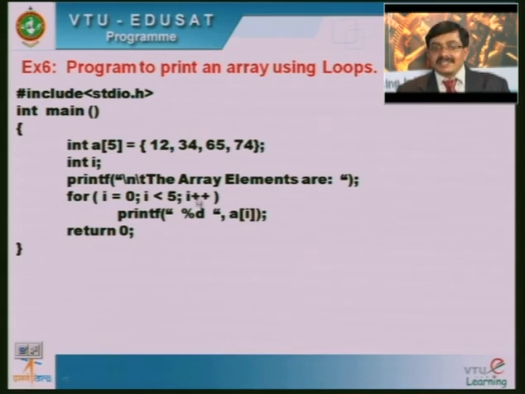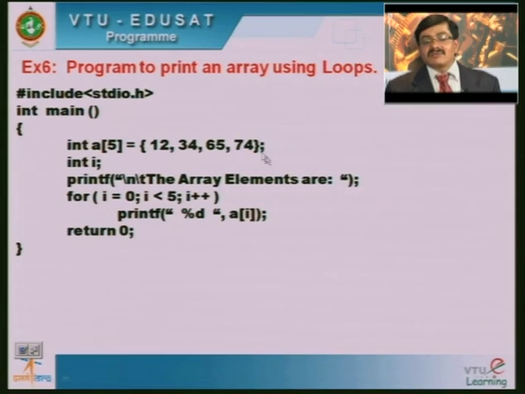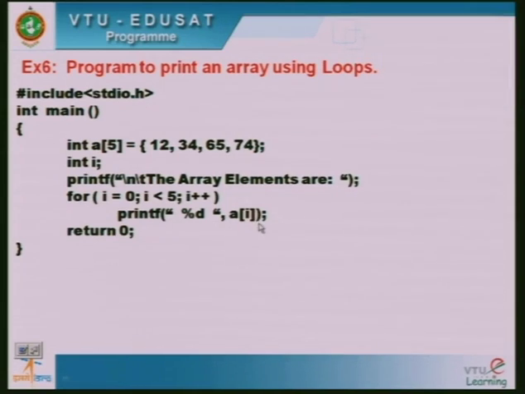Immediately i is incremented, again it will check 1 less than 5, the condition is true, and it prints the value of a of 1. Again it goes for the incrementation, it becomes 2, 2 is less than 5, it prints a of 2 value, that is 65. Further i is incremented, it becomes 3, 3 is less than 5, and then a of 3 value will be printed, that is 74. Further i is incremented, it becomes 4, 4 less than 5, so it will print the value of a of 4. Since a of 4 is not completely initialized, it is partially initialized, the last element we get there is a 0. So, this will print the values as 12, 34, 65, 74 and 0.